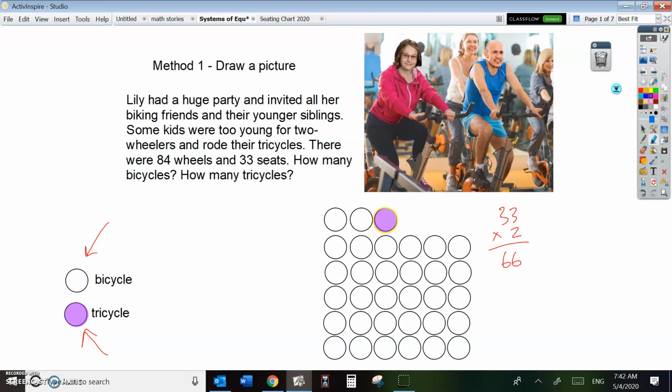If we add 3 tricycles, then that's going to be 30 bicycles. 30 bicycles have 2 wheels, so 60. And then 3 tricycles with 3 wheels each is 9. So that's 69 wheels, and that's not enough. So let's add some more tricycles.